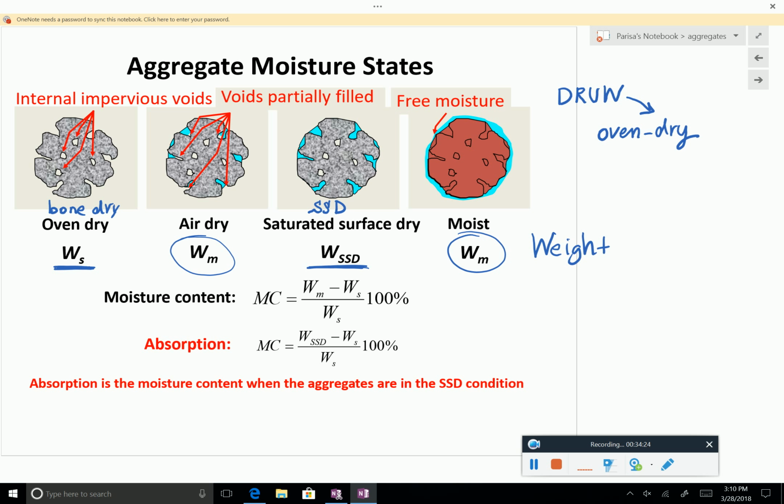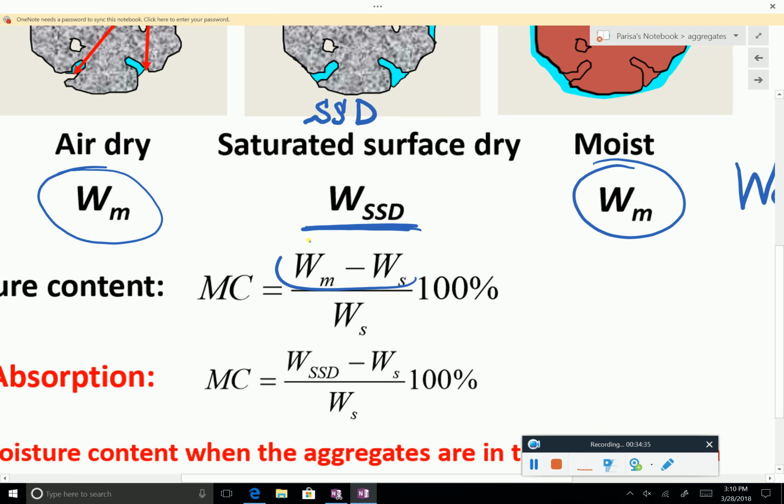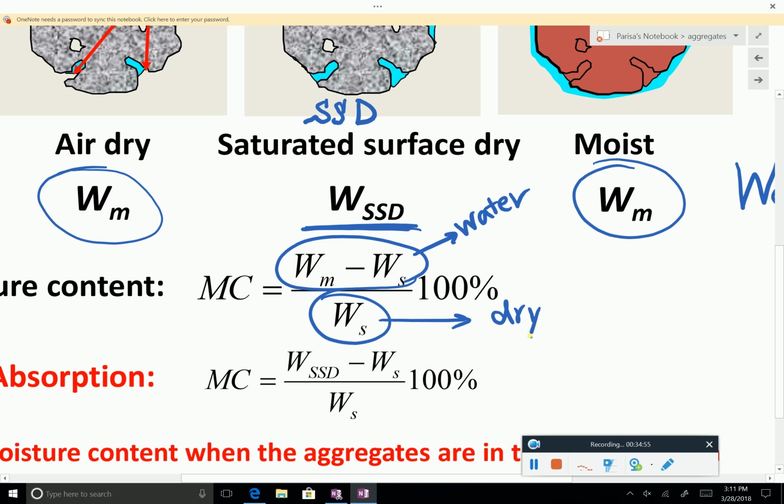So moisture content, the definition is very simple. It's how much moisture you have divided by the dry weight. So this is basically the amount of water, the weight of the moist state minus the weight of the dry state. What is the difference? It's the water in the pores, right? So this is the water. And here is, remember, the dry, oven dry.